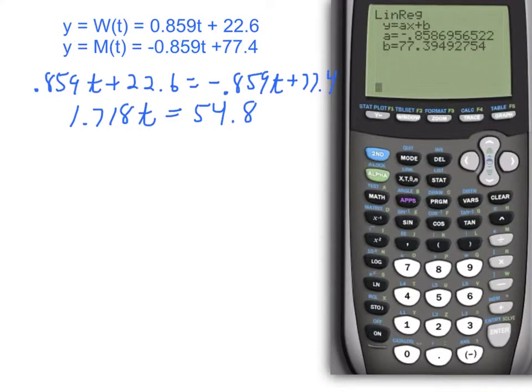I try to get my variables on one side and my numbers on the other. And then I'll divide both sides of the equation by 1.718, and that will give me t. So t comes out to be 31.9 years, and that's years after 1990.